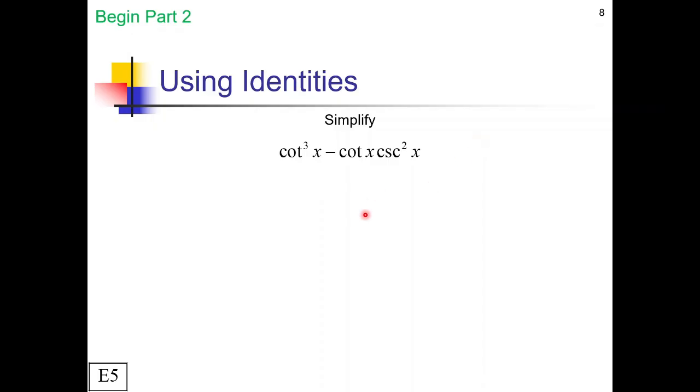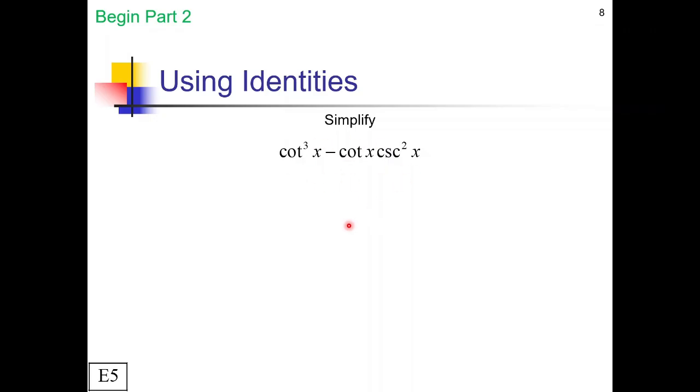Welcome back for part 2 of our lesson on using trigonometric identities. In the next couple of examples, we're going to be able to use a little bit of factoring to help us out. So with that little bit of a hint in mind, pause the video and see if you can use that to help simplify this expression.